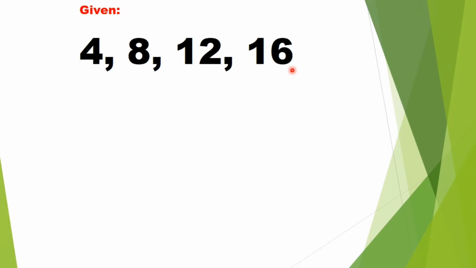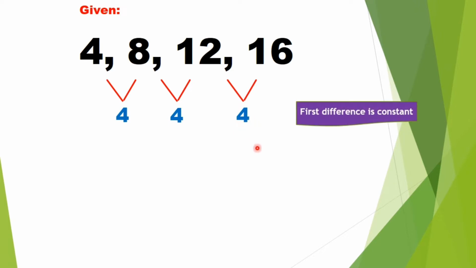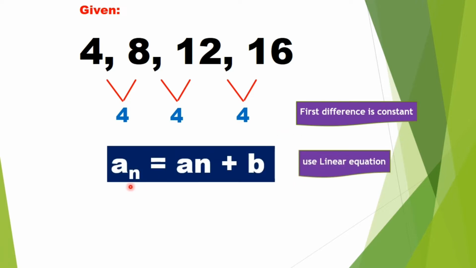First find the difference. 8 minus 4 is 4. 12 minus 8 is 4. 16 minus 12 is 4. If the first difference is constant, use a linear equation.